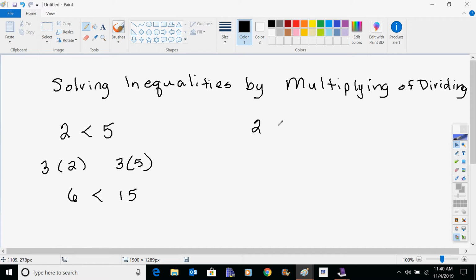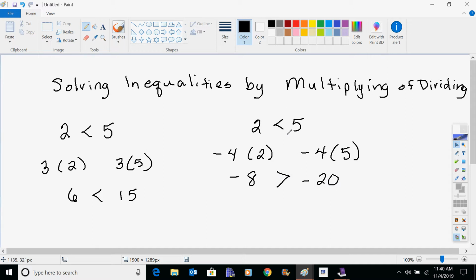However, if I take 2 is less than 5, and let's say instead of multiplying by 3, I multiply both sides times -4. I'm still doing the same thing to both sides of this inequality. I've multiplied this side times 2, and I multiply this side times 5. And what I get over here, -4 times 2, is -8. And over here I get -20. However, what is greater, -8 or -20?